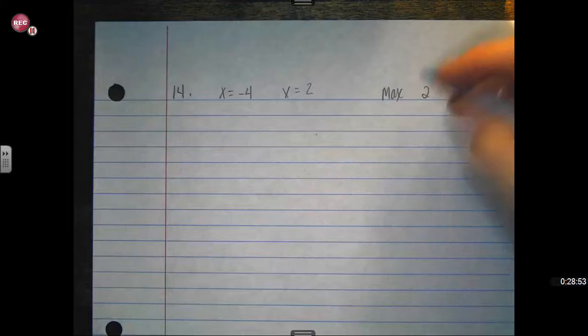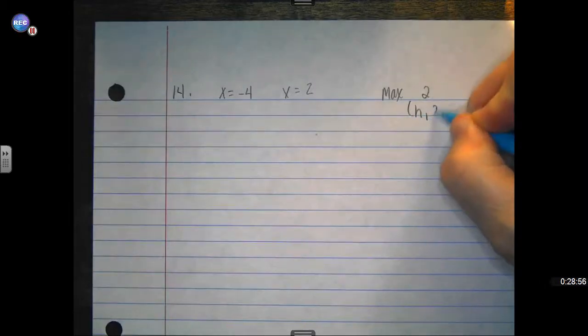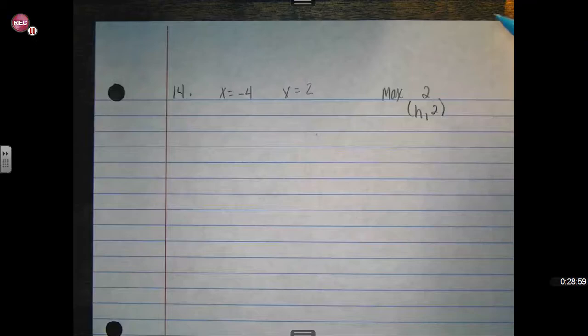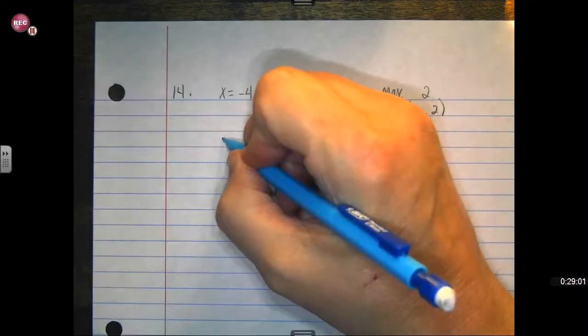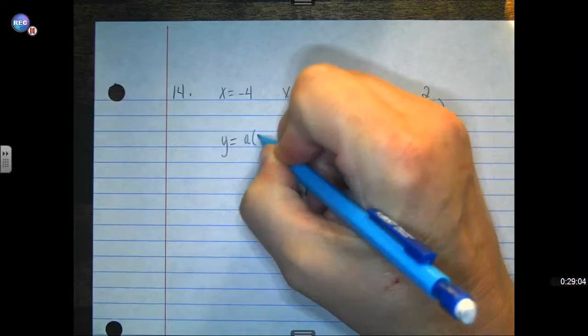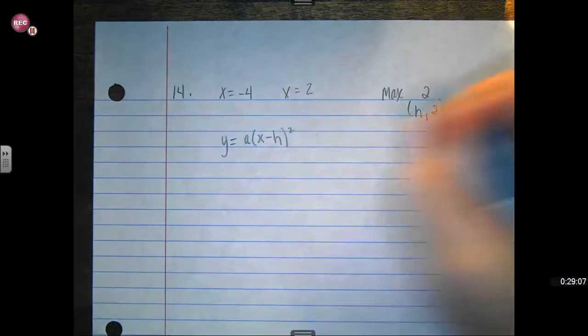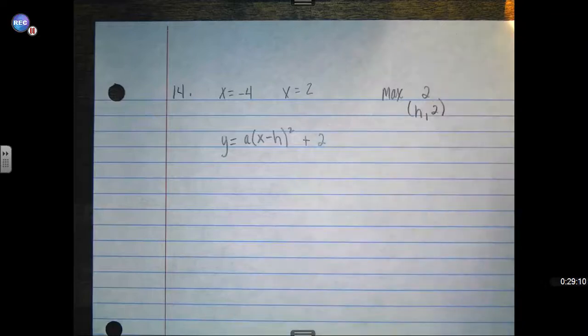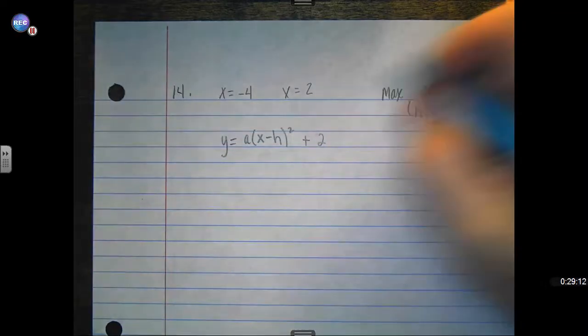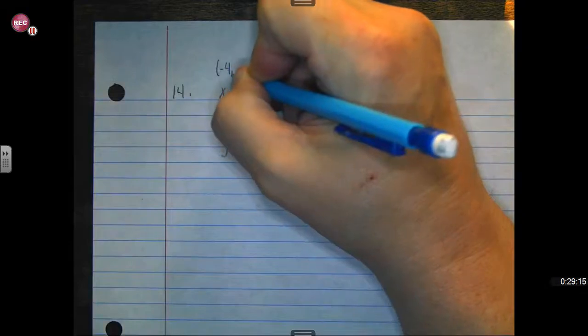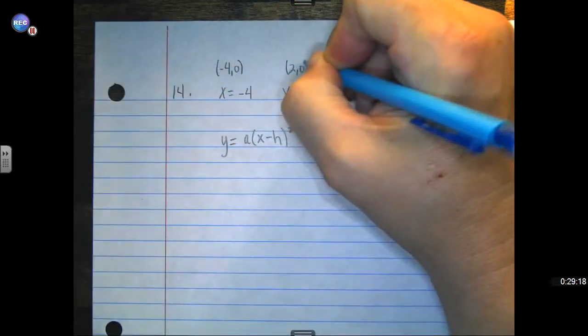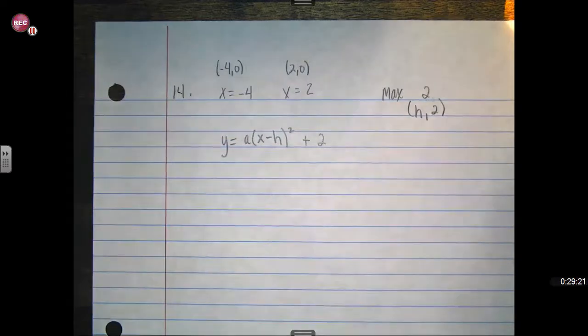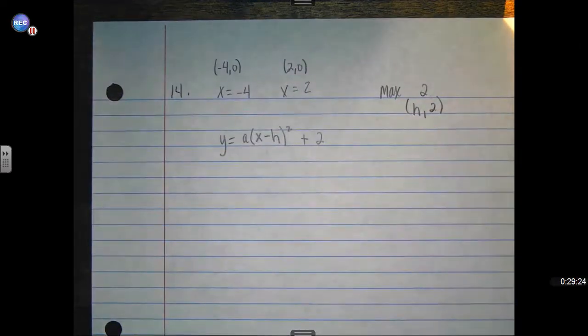I think what we want to do, because I have some unknowns here, this is the y coordinate of my vertex. And so if I use vertex form, graphing form, I would plug in 2 there. Then this gave me 2 points. It gave me the point (-4, 0). It gave me the point (2, 0). Because those are the zeros, or the x-intercepts. The value of y at the x-intercept is 0.